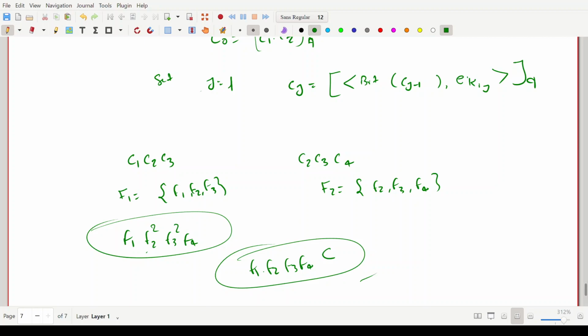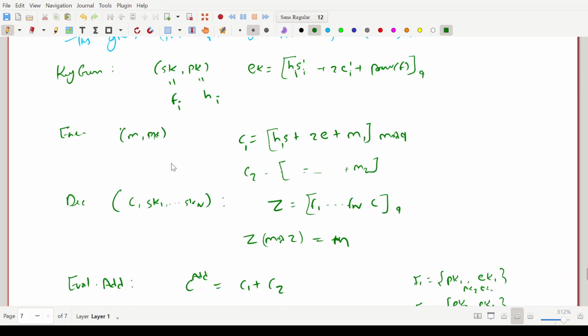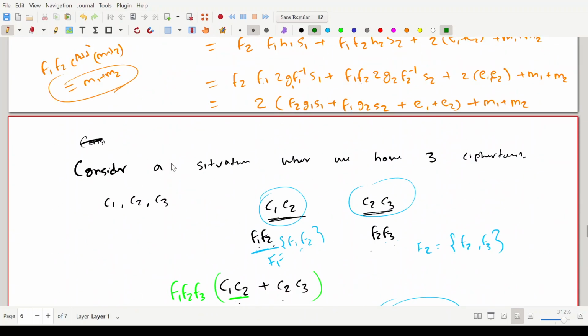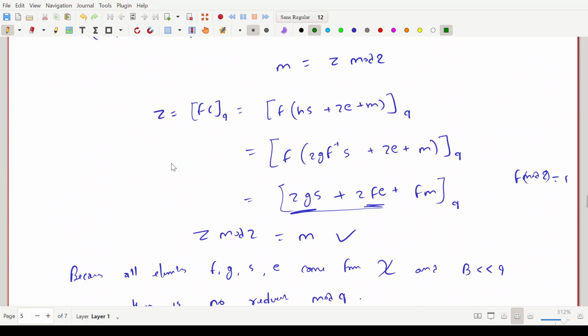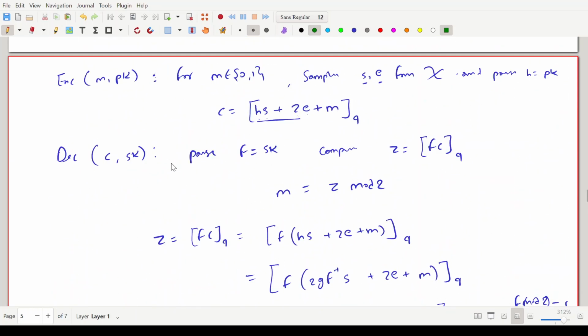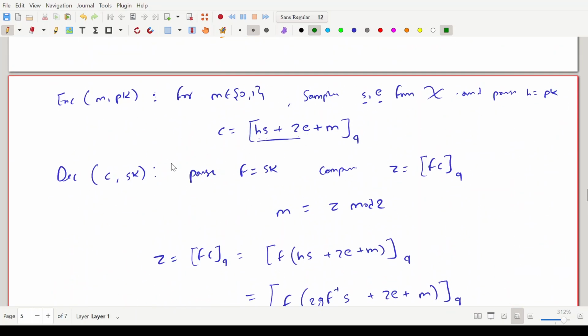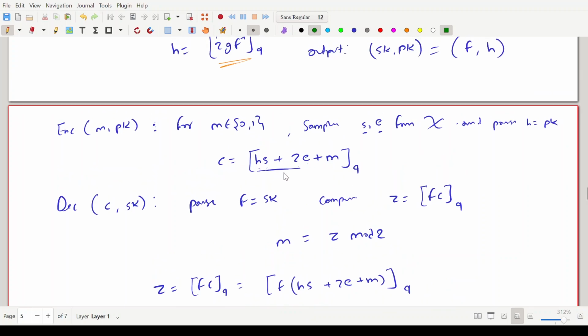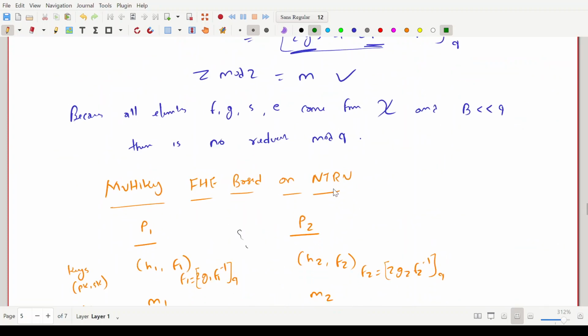Okay, so this gives you a fully homomorphic encryption scheme, multi-key fully homomorphic encryption scheme based on NTRU. Okay, so in the next class we will see the GSW FHE scheme, which is based on the LWE problem. Okay, thank you.